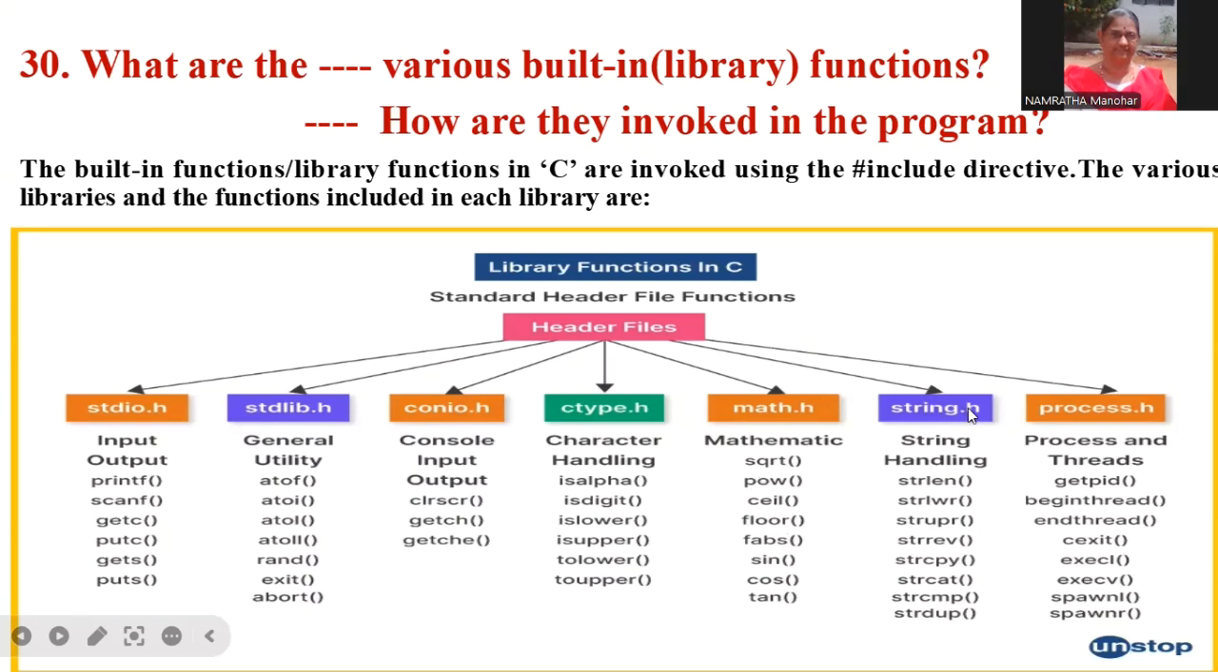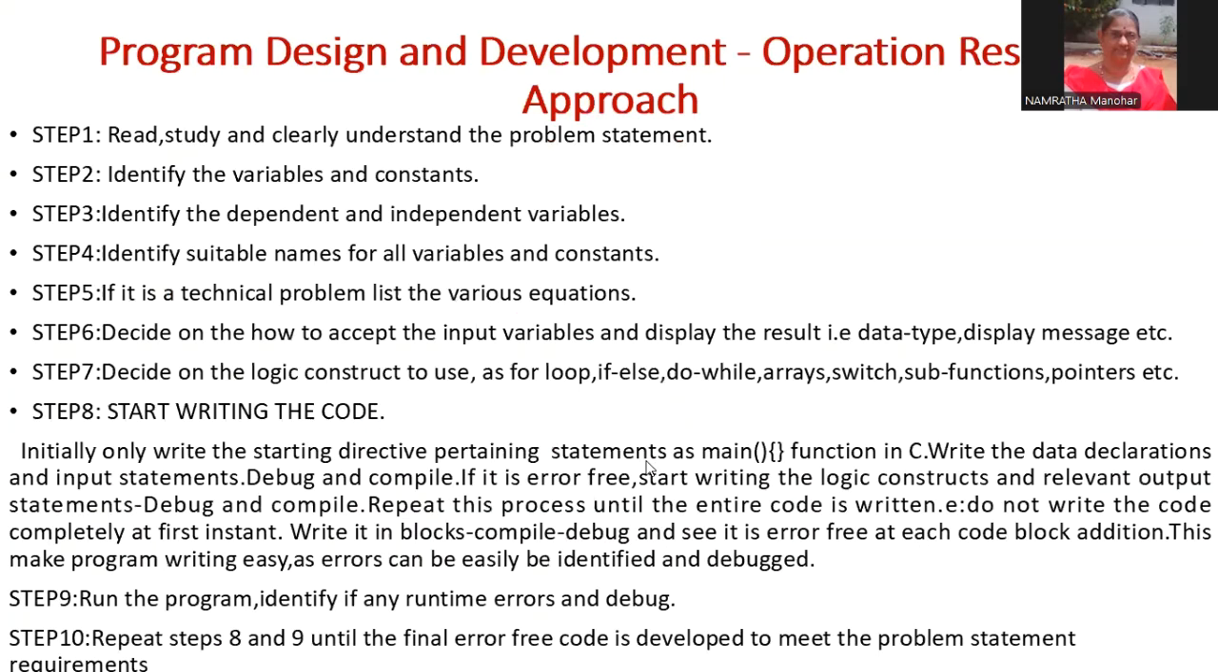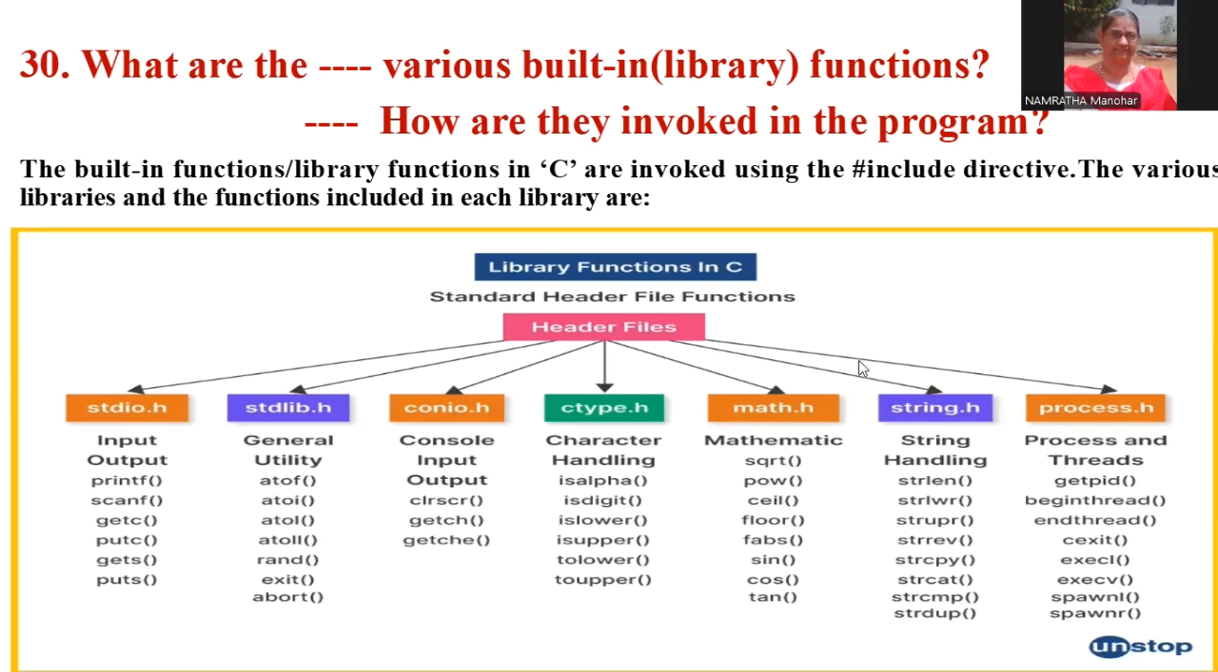Now coming to string functions. String handling functions are strlen, if you want to find out the length of the string. strlwr, lower the string. strupr, upper. strrev, if you want to reverse a string. strcpy, copy. strcat, if you want to concatenate. CAT is for concatenate, you want to join two strings. strcmp, compare two strings. Like you have two words, you want to compare whether they are same or not, you use this.